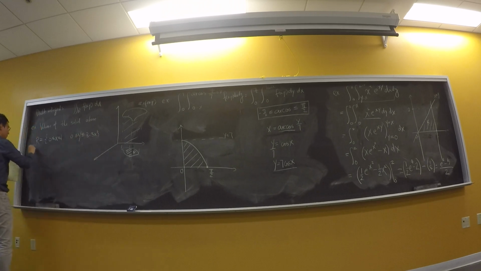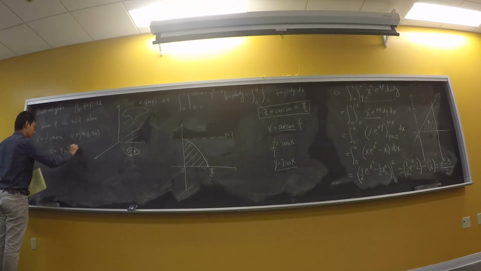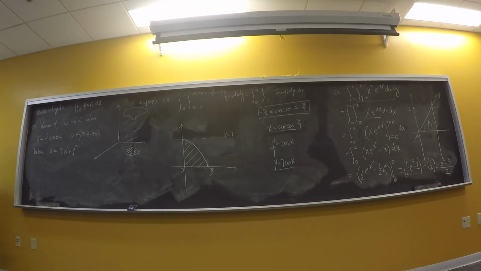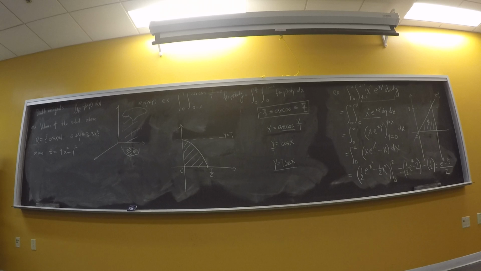z is equal to 9x squared plus y squared. Okay, so for instance, you might see this kind of problem. They ask you the volume of a solid above a region in the xy plane and below a surface z is equal to 9x squared plus y squared. What do you do?